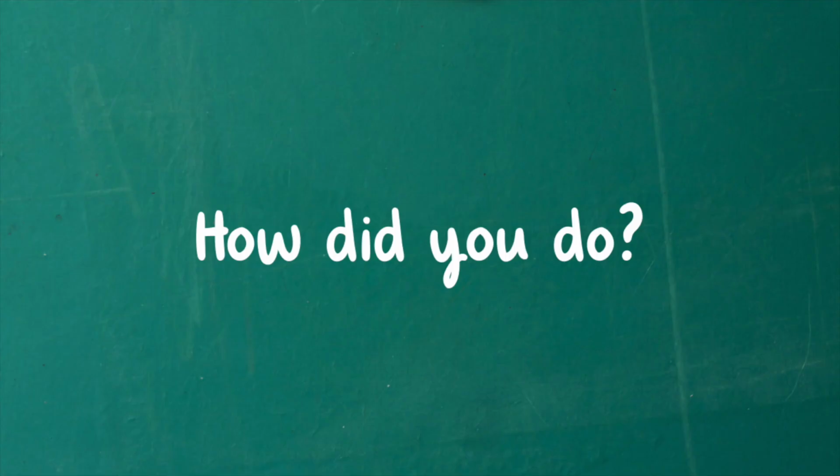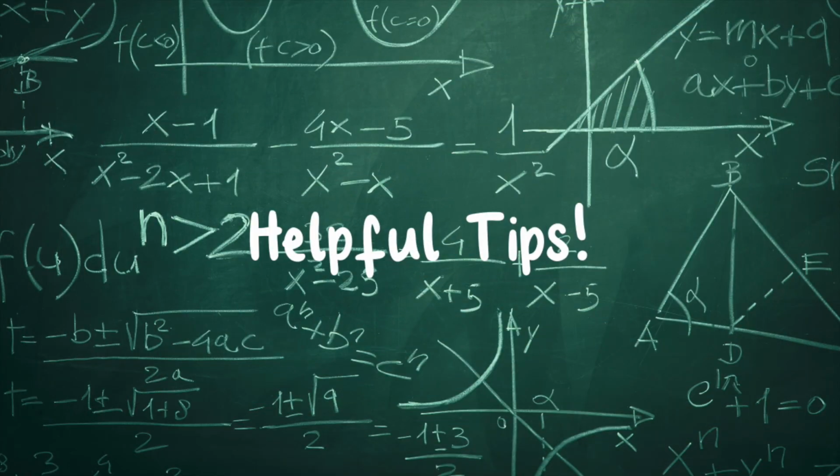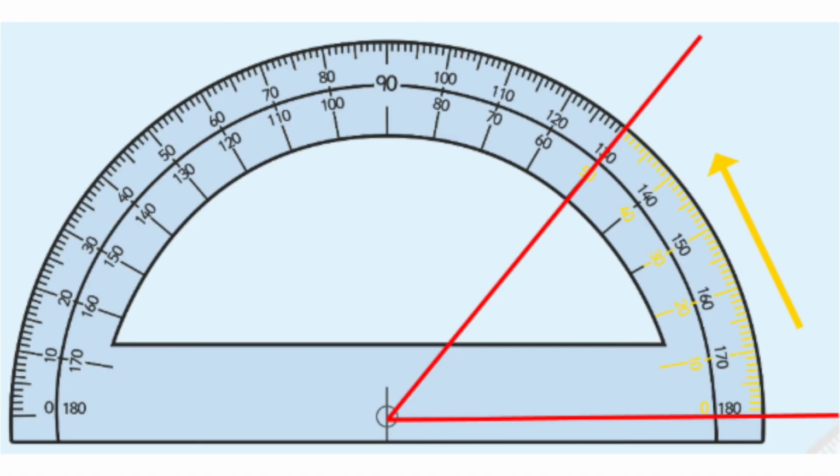How did you do? Helpful tips. Sometimes you might come across angles which lay in an anti-clockwise direction. This is when you need to use the inner scale of the protractor.